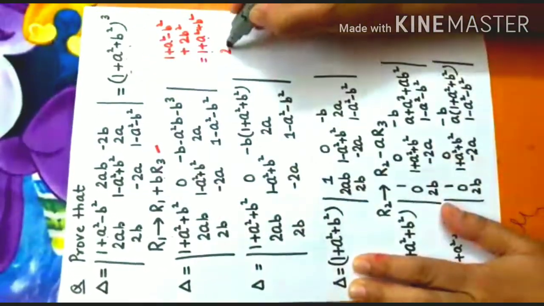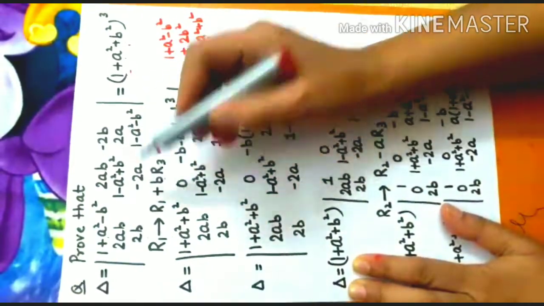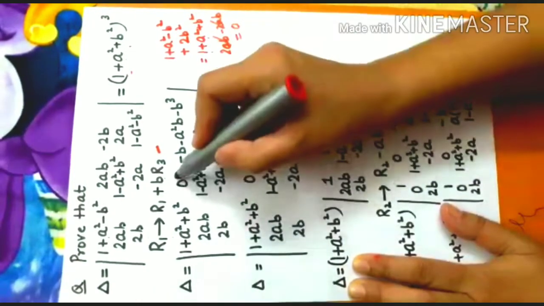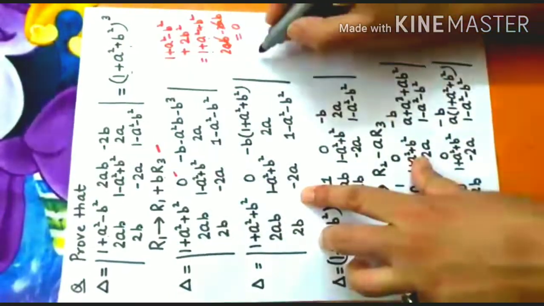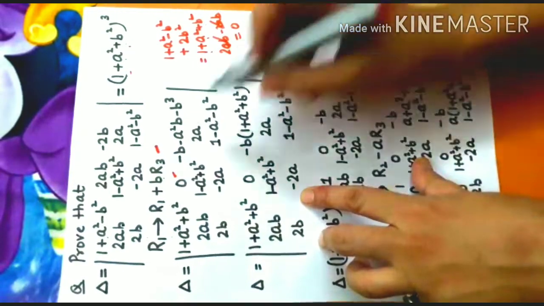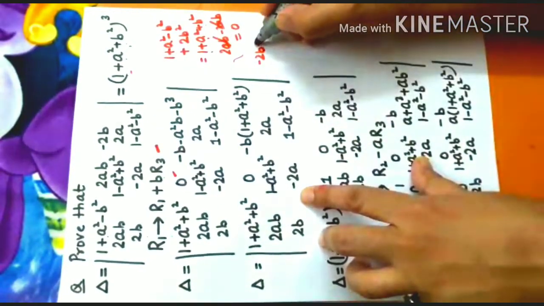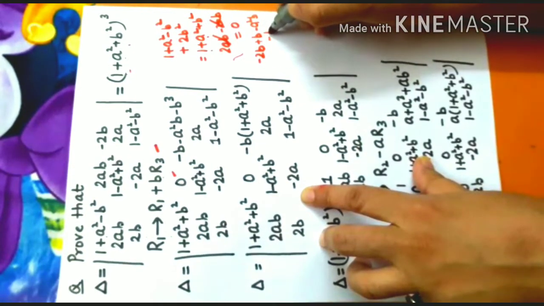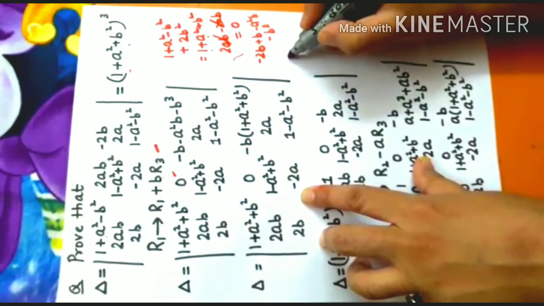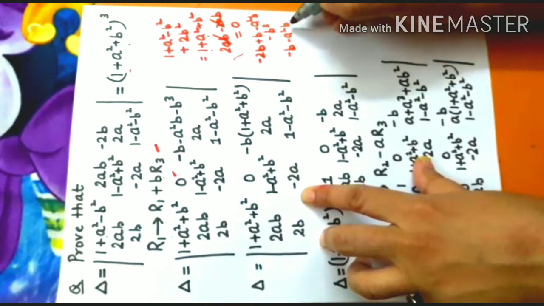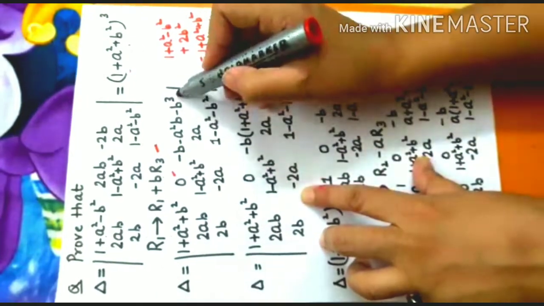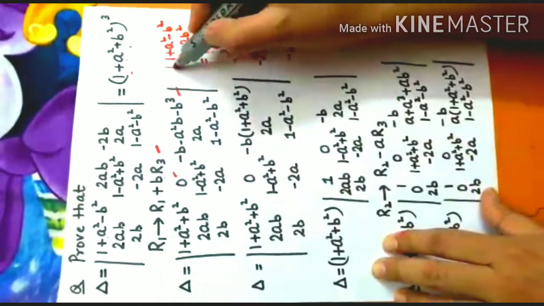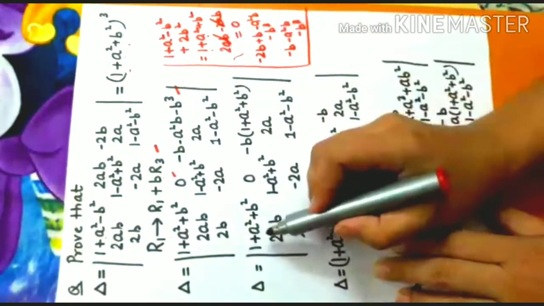Here 2ab plus b times of this, that is minus 2ab, will give you 0. And here minus 2b plus b times of this, so it's plus b minus a square b minus b cubed. So it will be minus b minus a square b minus b cubed. Second and the third rows will remain same.